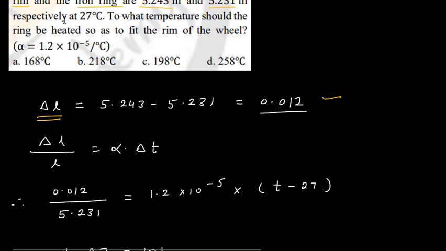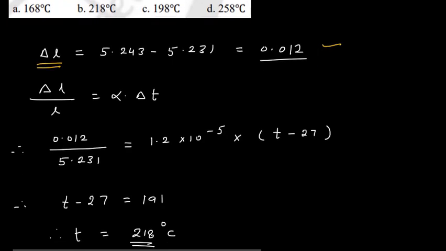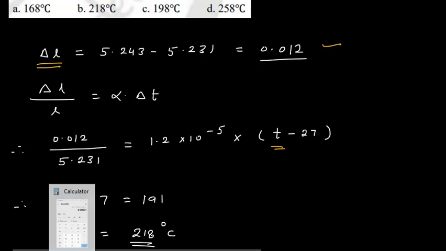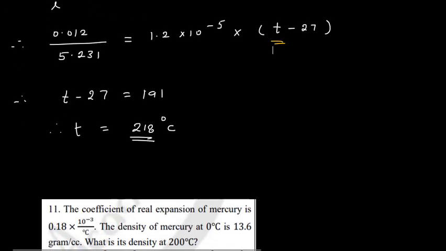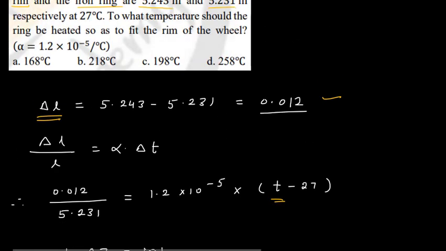Let us put the values. Initial temperature was given as 27. This final temperature we have to calculate. So here I already solved this calculation and we get the value of T as 218 degrees Celsius. So again it is purely a formula based question.